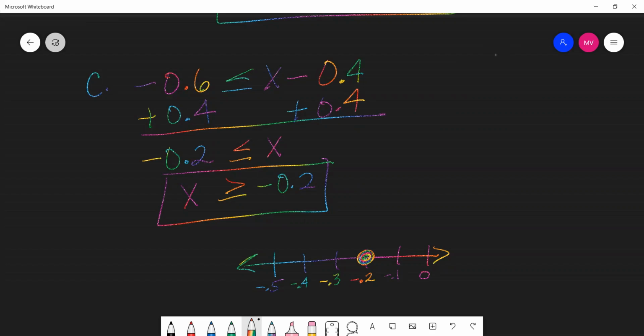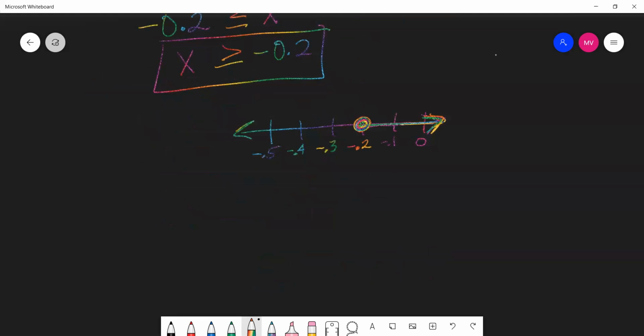All right, and then which direction do we go, left or right? Right, we must get larger. So as long as x is equal to or greater than negative 0.2, you're going to get a true statement with that original inequality. Okay, so then we need to look at multiplication.